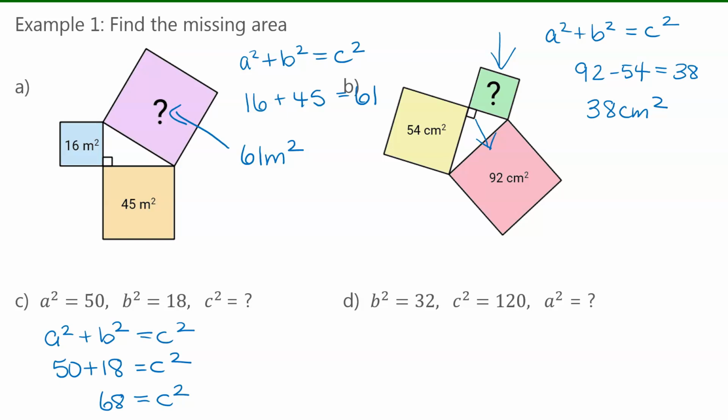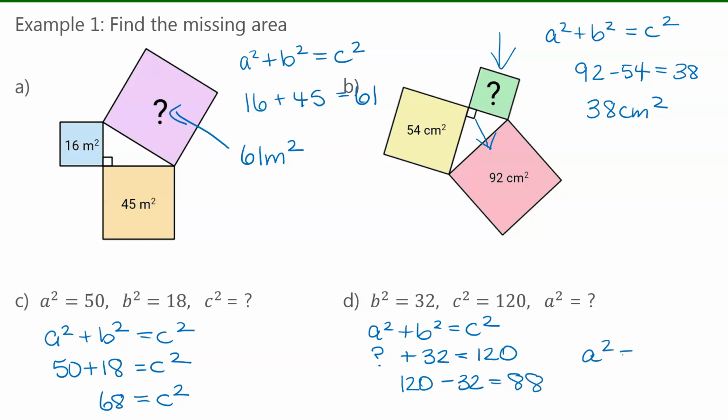Example D. We're told that B squared is 32, C squared is 120, and we're looking for A squared. Again, the Pythagoras theorem tells us that A squared plus B squared is equal to C squared. So something plus 32 is going to give me 120. To find A squared, I'm going to have to do the inverse operation and subtract 32 from 120. 120 minus 32 gives me 88. So that means A squared is equal to 88.